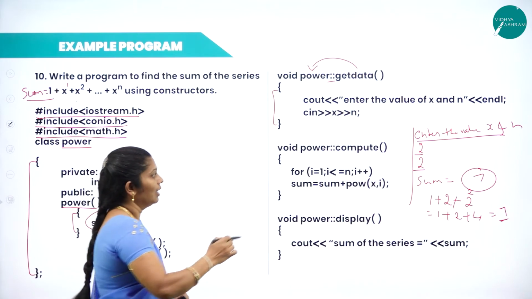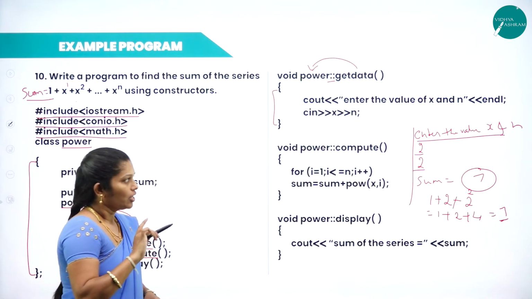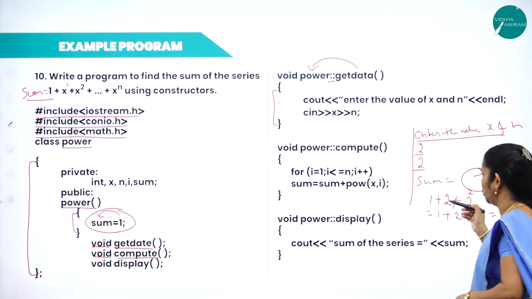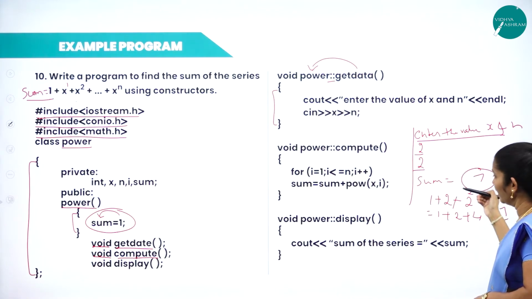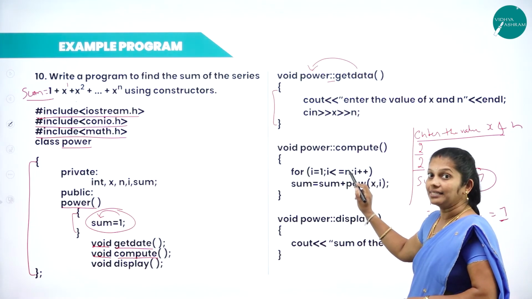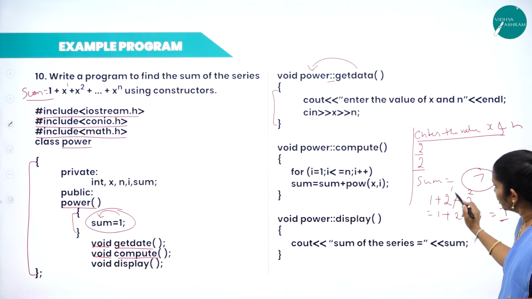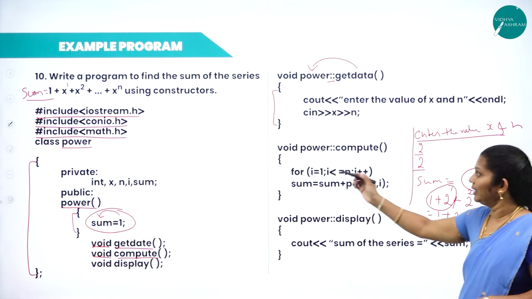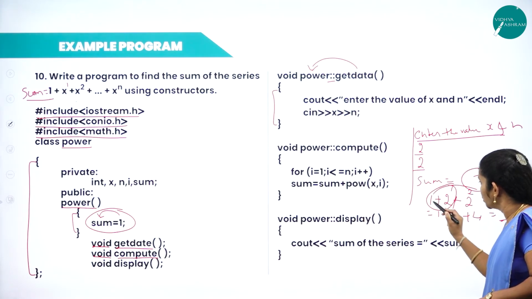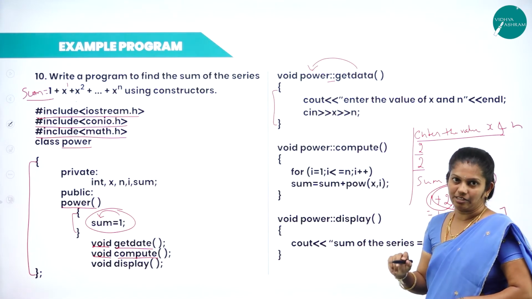For i equals 1, i is less than or equal to n, till that it has to process. If you just write less than n, then first it will take 1, then 2, and it will not take the last power, it will stop processing there. That's why I have to write i is less than or equal to n. If I write only less than n, it will only go up to there. But here I have to mention i is less than or equal to n, it means that till the power is 2, it has to process, then i plus plus.